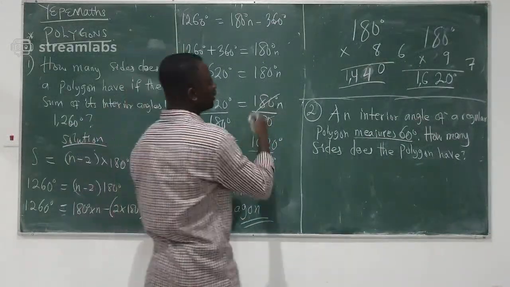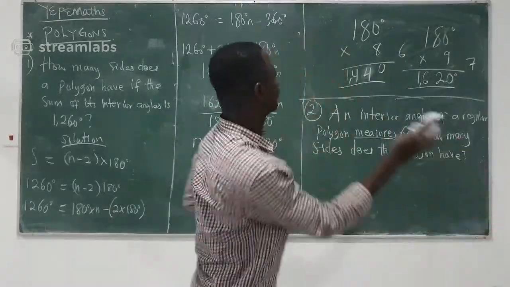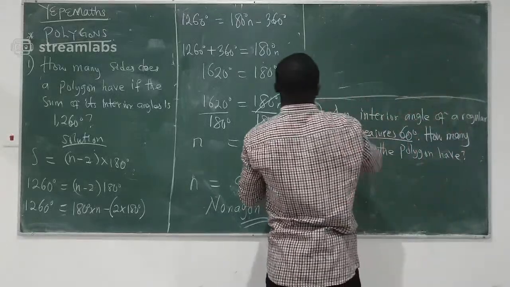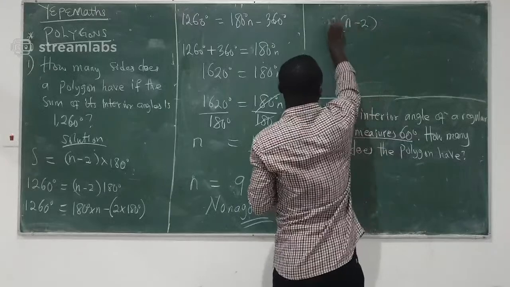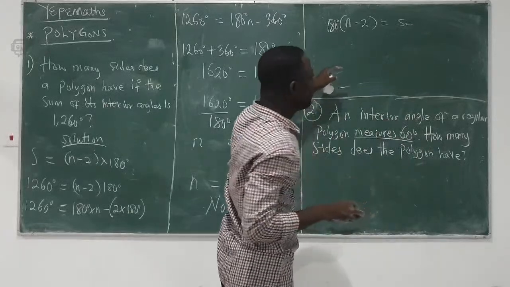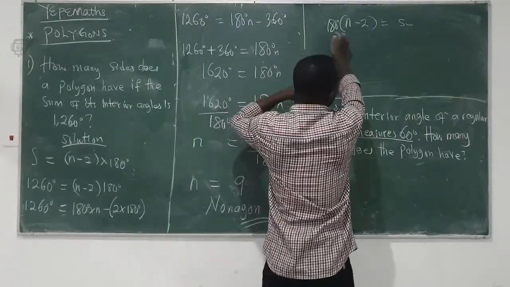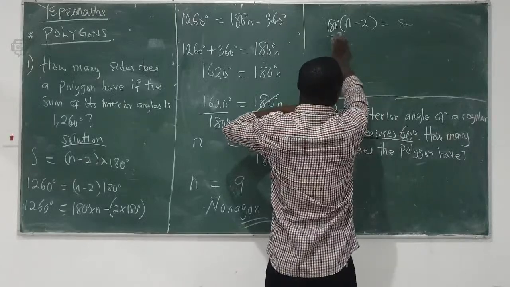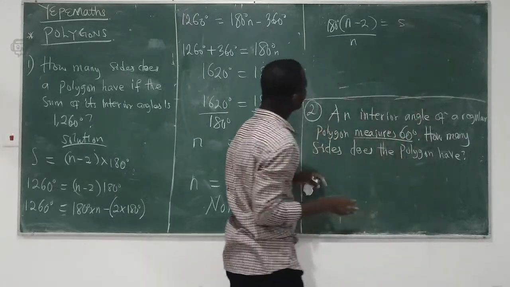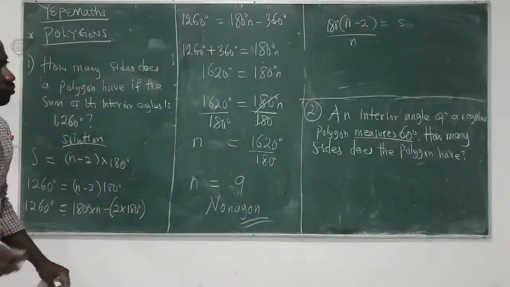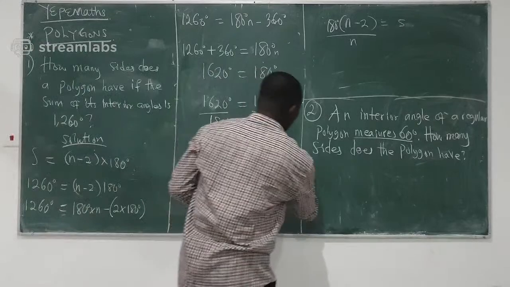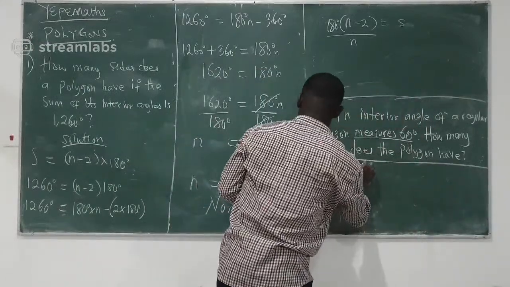If you use this formula, n minus 2 times 180 degrees is equal to the sum, then for each, we divide by n. And that gives us each interior angle. So how do we solve? We come up with some solutions when we clean this up.